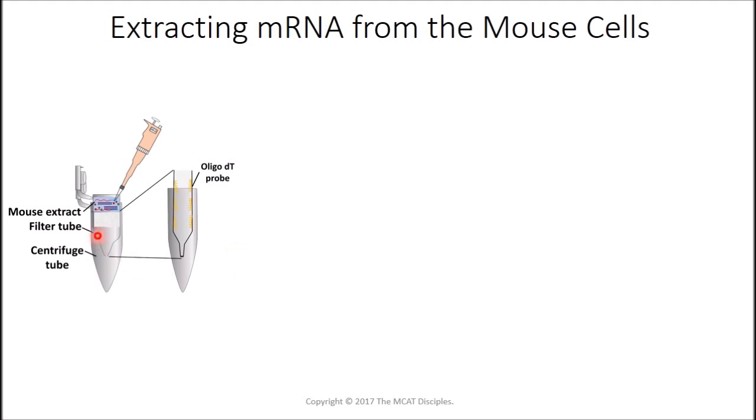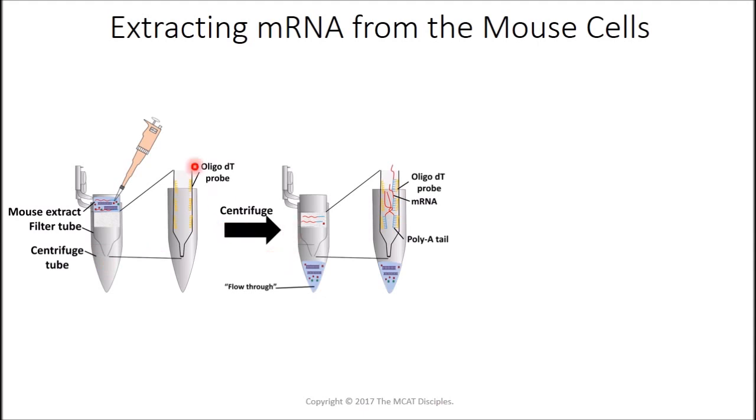So what I did is I nestled the filter tube in a centrifuge tube, and I centrifuged it and ran this mouse extract through the filter tube. And when it ran through the filter tube, the oligo-dT probe, the short deoxythymidine probes, bound to our mRNA.